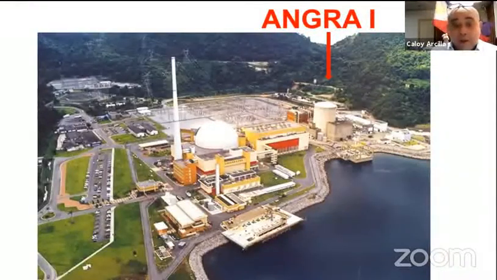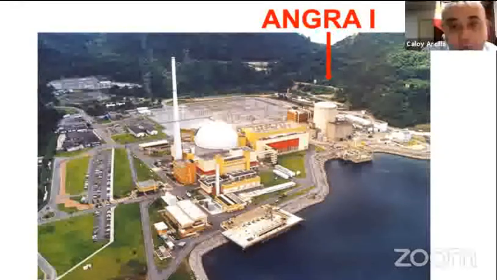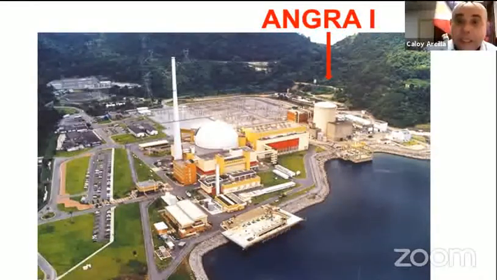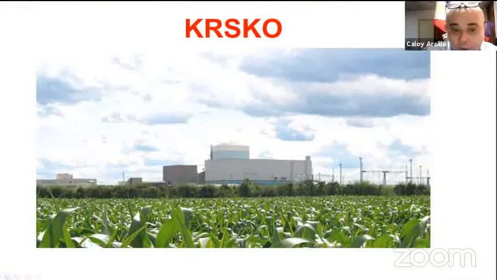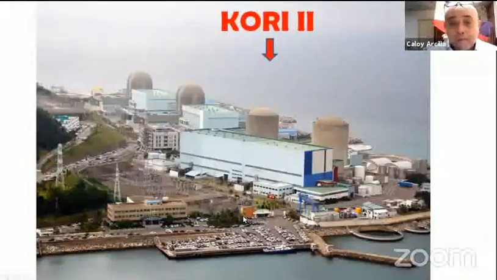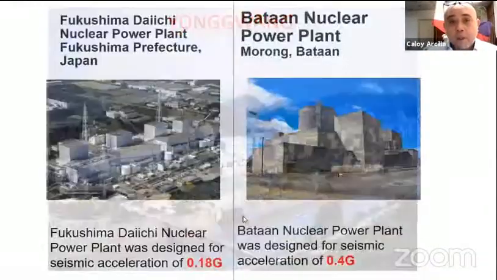And here's Angra. All of these plants are operating now, operating almost 40 years, very profitably and safely. That's Krško. There's a plant next to corn, and then there's a vineyard close to it. Kori 2, and then all right.